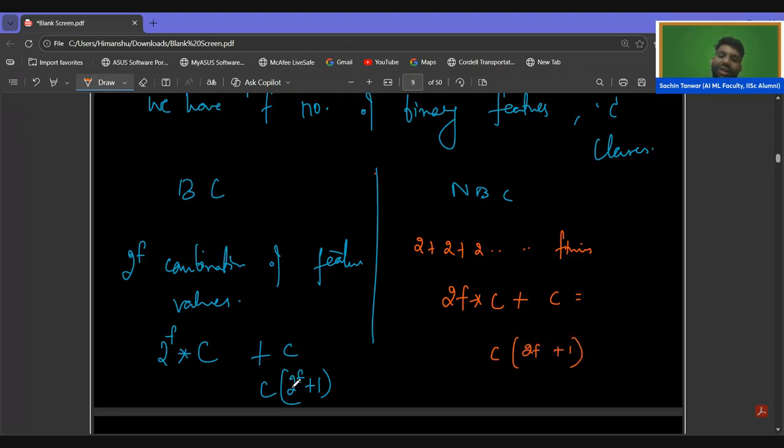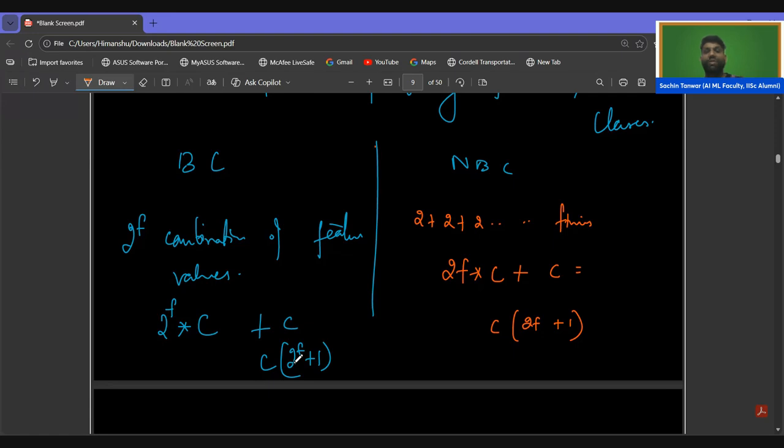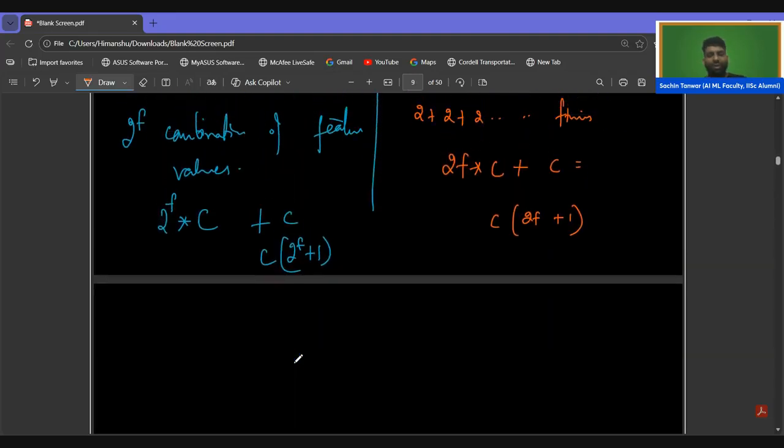So you can see it is exponential over here, and it is linear over here, like 2 into f, and this is 2 to the power f. So the number of parameters reduces. The computational power also decreases over here, making it a little faster. Okay, so if this is clear, I hope we just understood the total number of parameters.